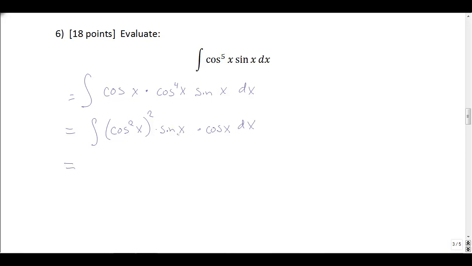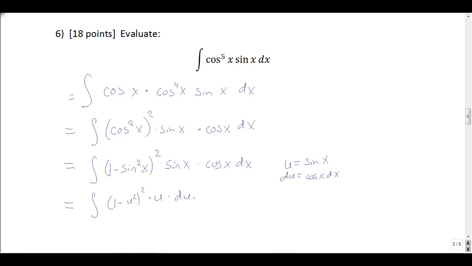And then I'm going to do a substitution, u equals sine x, and so I'm going to switch cosine squared x to 1 minus sine squared x, squared times sine x times cosine x dx. Everything here is correct. And then I'm going to do u equals sine x, du equals cosine x dx. And so what we get is an antiderivative of 1 minus u squared, squared, times u times du.